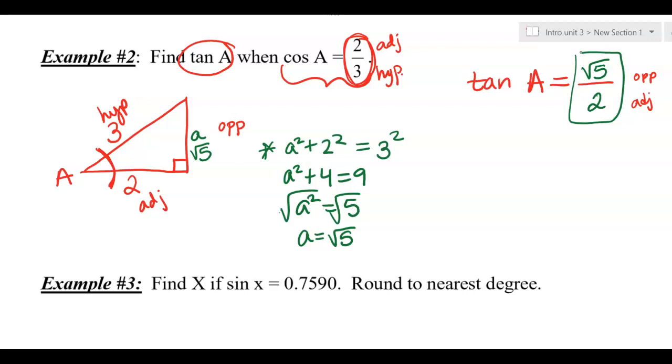So calculator lovers that have been waiting to use your calculator so much, guess what? This unit, tons of calculator work. So there you go. You can enjoy that thoroughly. All right.